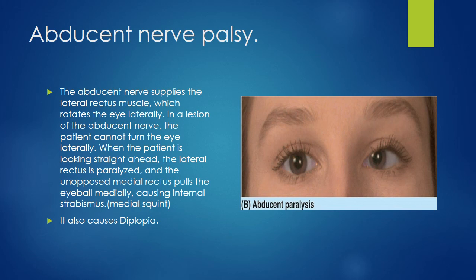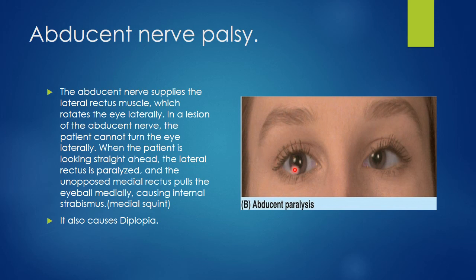The next is abducent nerve palsy. Abducent nerve, like trochlear nerve, also supplies only one muscle, that is lateral rectus muscle. What is the normal action of lateral rectus muscle? It causes lateral rotation of the eyeball. So in a lesion of the abducent nerve, the patient cannot turn the eye laterally.